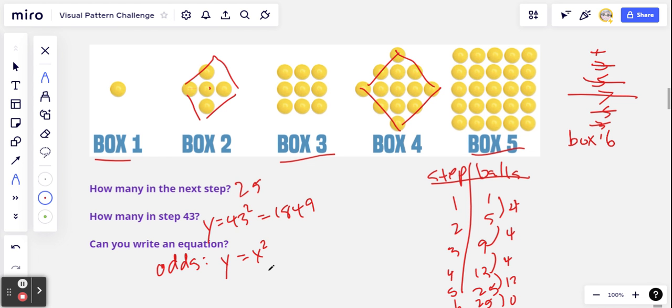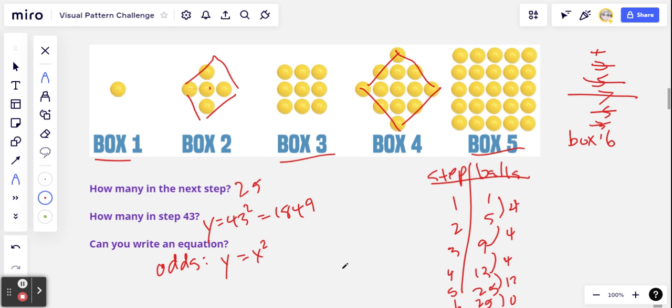Now, as for an equation that can predict any number, well, we've got half of it, right? We've got the odds. But I think I'm going to leave for you the evens. Can you figure out this equation? This is a really tough one for the evens. So what I'd like you to do, if you really want that challenge, try it out. Send me a message in the comments about what you get for that. I'd be interested to see. But we're going to call this one right here.